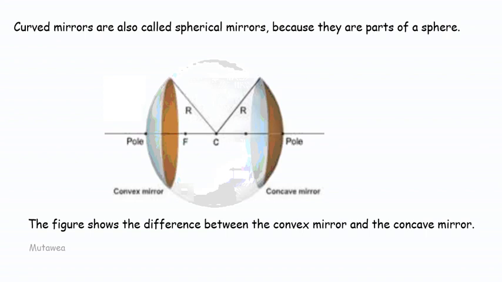Curved mirrors are also called spherical mirrors because they are parts of a sphere. You see that the concave mirror is this part of a sphere, and we have a convex mirror. The figure shows the difference between both of them. A convex mirror reflects from the outside, but a concave mirror reflects from the inside.